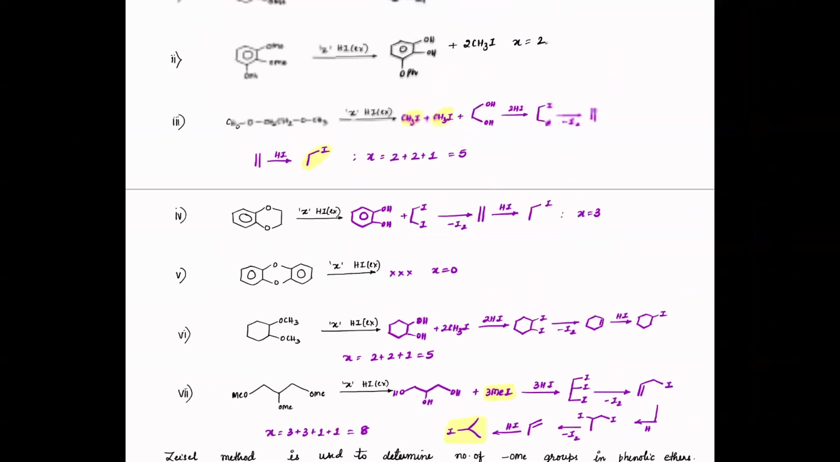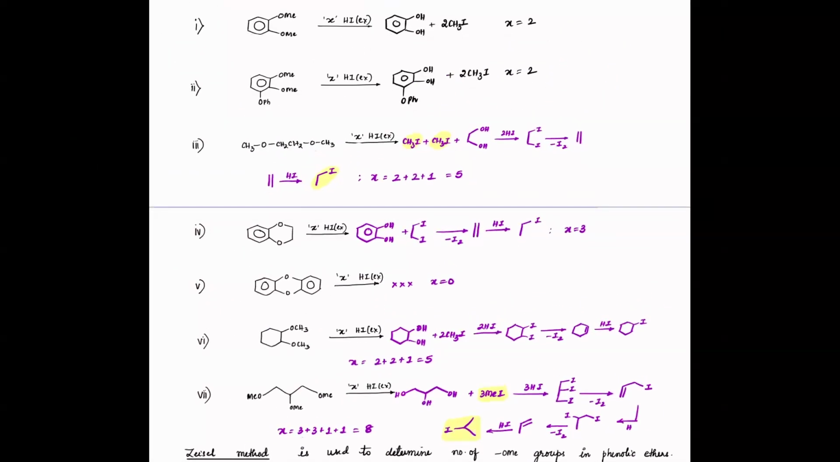So quickly go through 1 to 7. Check it out. If you have not done it, if you have not written it, please write it down. In 1 to 2 seconds, check out how many moles of HI we are using.